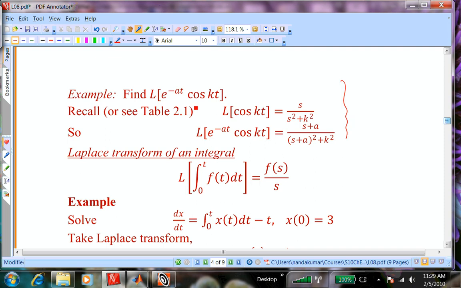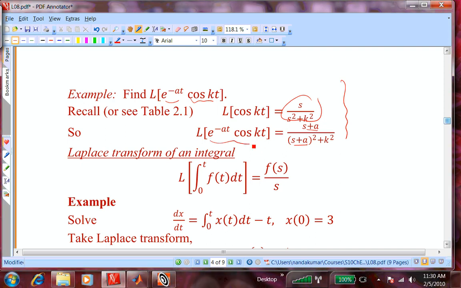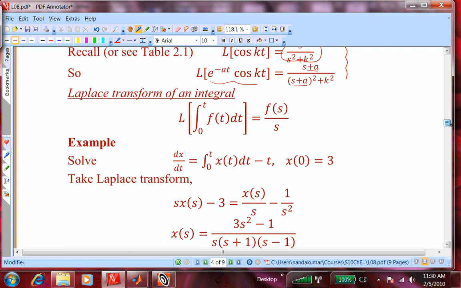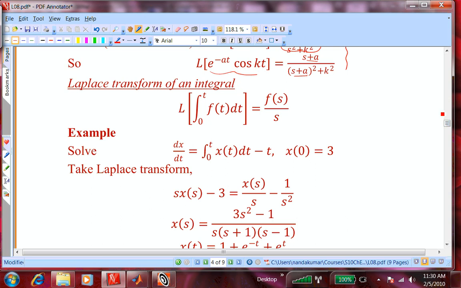If I have the Laplace transform of cos kt, which is given by this, if that is multiplied by e to the power minus at, the transform of the new variable is to replace s by s plus a whenever you have it. Okay, that's the Laplace transform of the product. I guess we're almost out of time, so let me just complete with the last one.